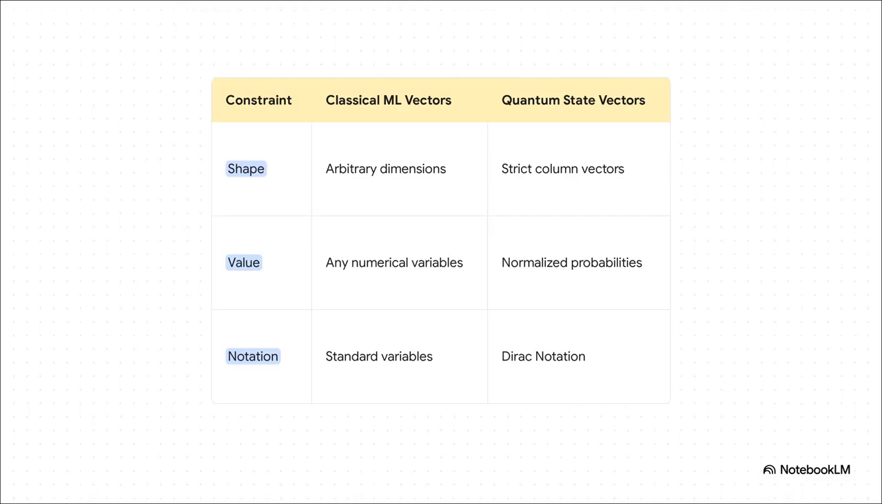This table, right here, really lays it all out. See, in the classical world, vectors are pretty flexible. They can have different shapes, any values you want. But the quantum world, it's a world of very strict rules. Quantum vectors must be column vectors, and their values aren't just random numbers, they represent probabilities. This rigidity, this structure, is exactly what gives quantum computation its power.